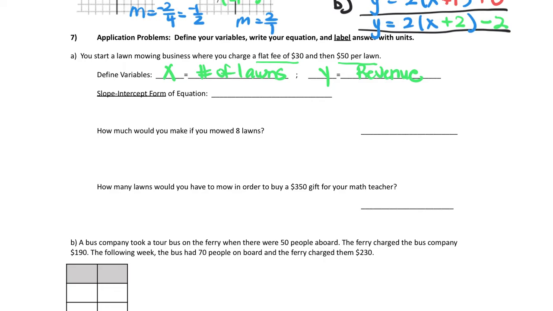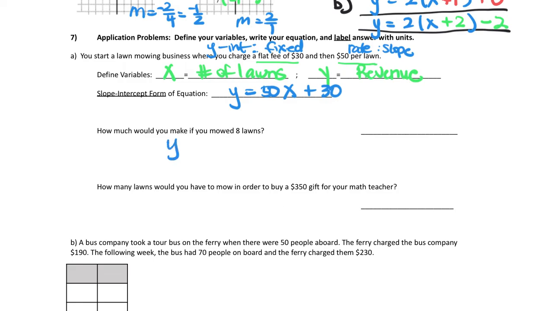All right, so we can put this in slope-intercept form already because we have a flat fee. This is our fixed amount. That's like our y-intercept, and this is our rate, which is our slope. So our y-intercept is always the flat fee or a fixed amount, and then the rate is always our slope. So we can put that in our equation. Y equals 50 times every lawn that we mow plus the one-time flat fee of $30. So that's our equation.